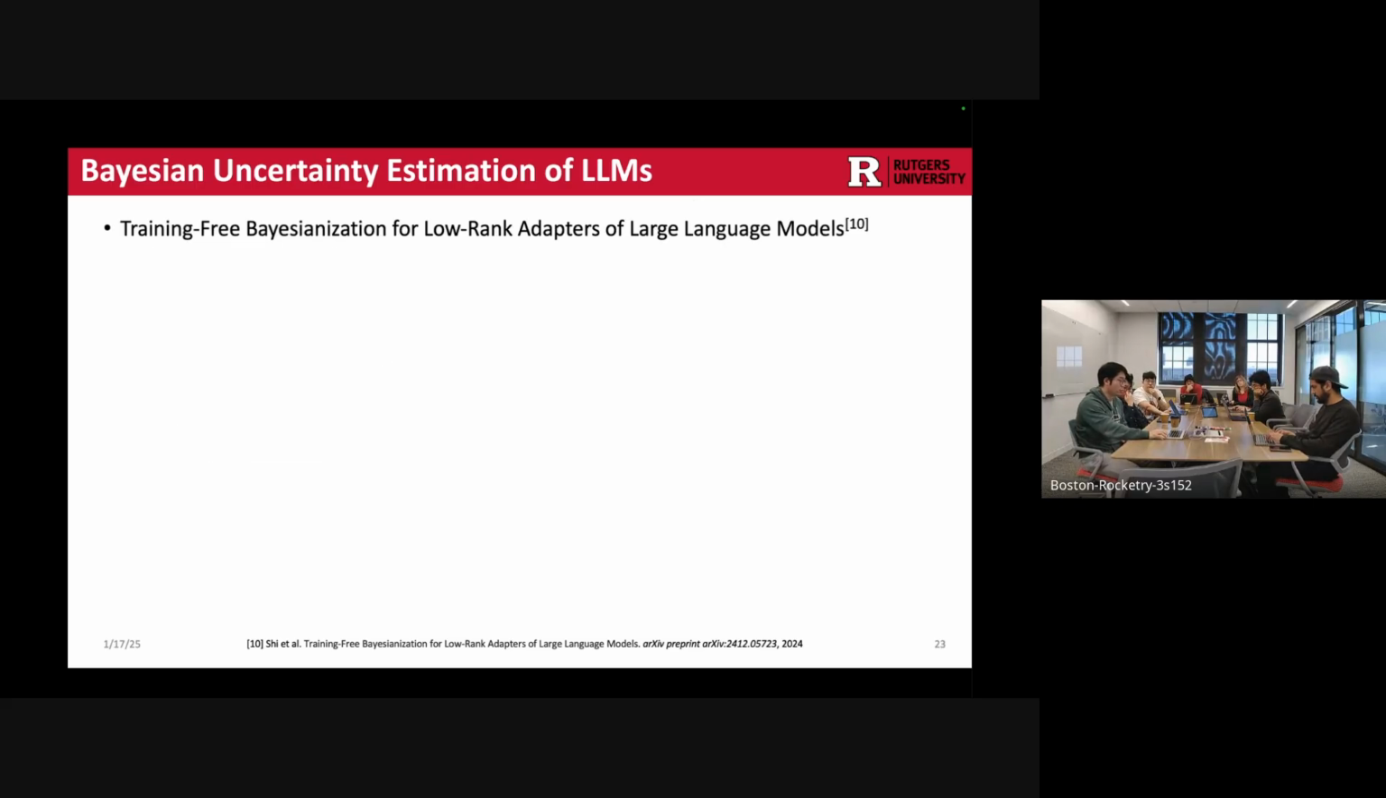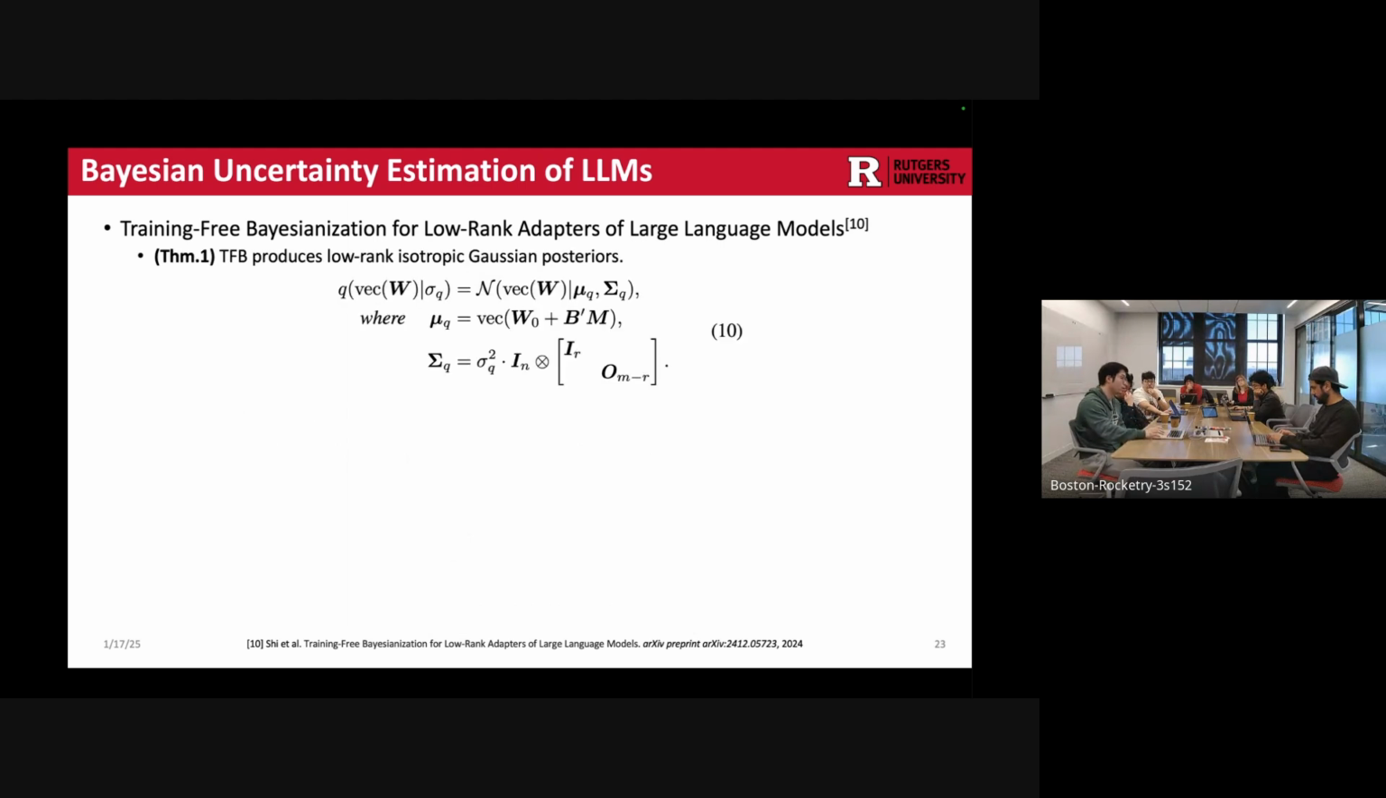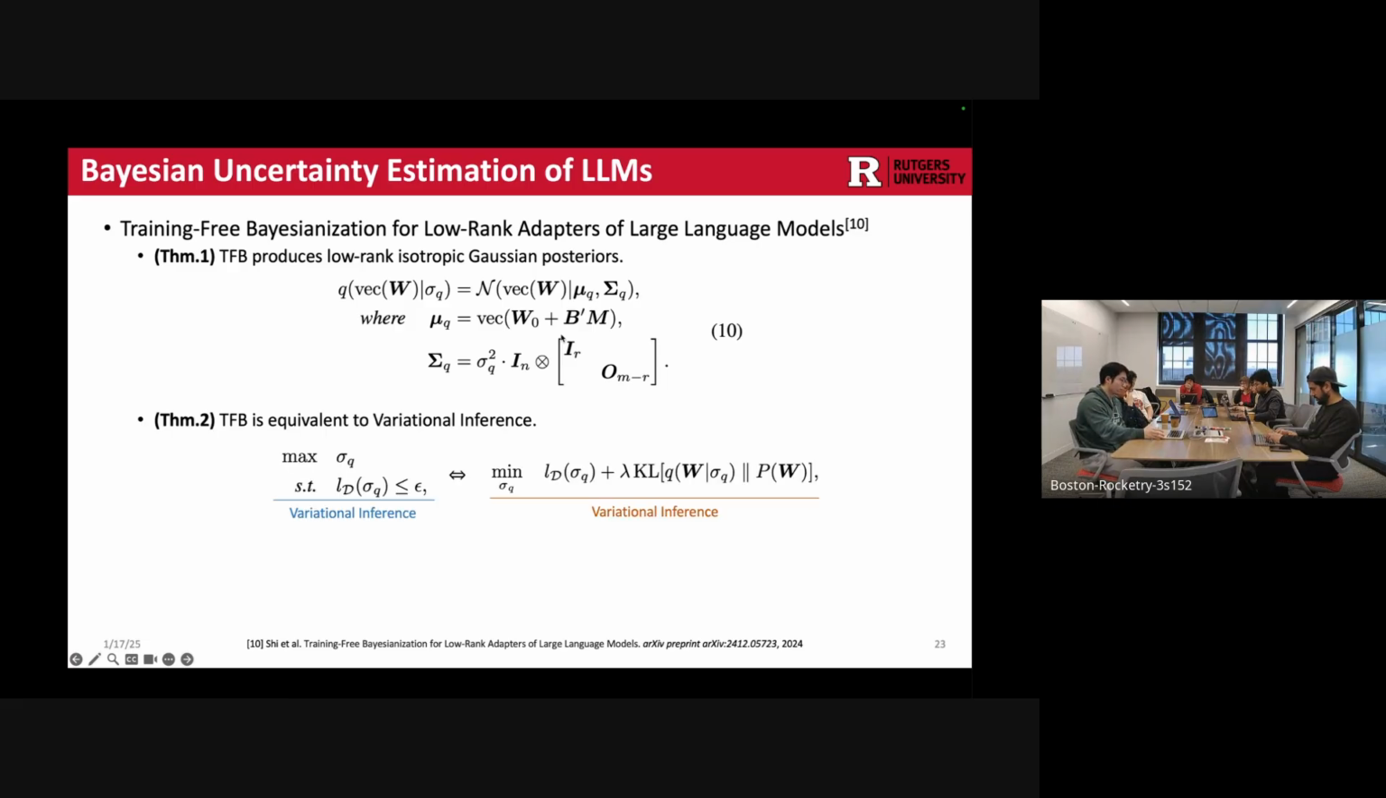So now let's talk about the theoretical guarantees of training-free Bayesianization. The first one is about our algorithm: the SVD, reorganizing B and A, and inferring the variance matrix for A can actually give you the low-rank isotropic Gaussian posteriors. This is the first theorem. And the second theorem, I think the most important one, is that this training-free Bayesianization is actually equivalent to variational inference under certain conditions.